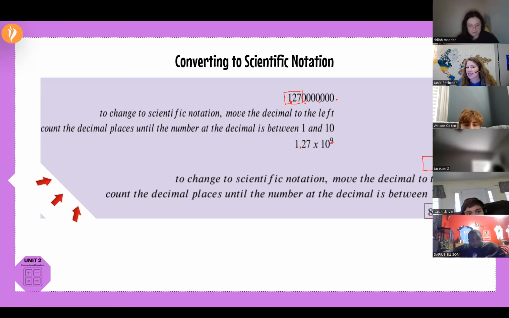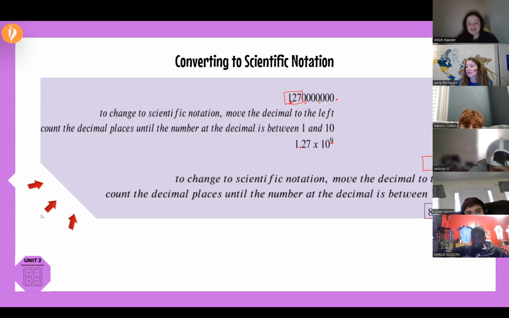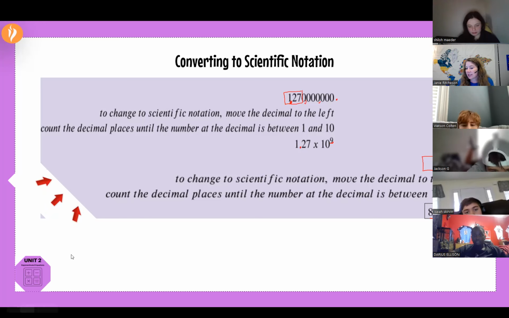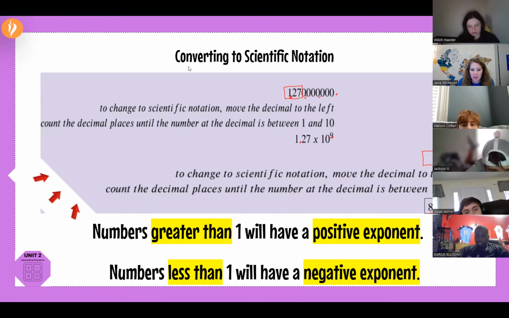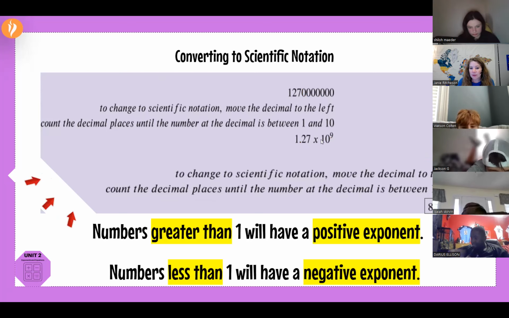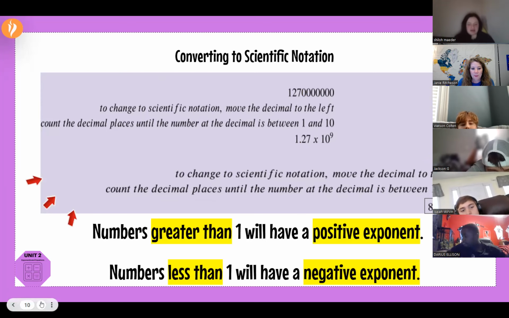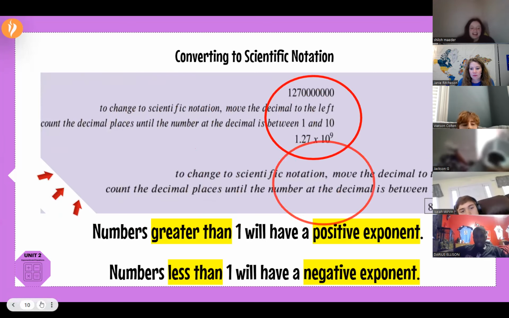And why is it negative? Why is it a negative 4? Because it's such a small number, right? Is that what you were going to say? Yes, because it's such a small number. Exactly. So getting easier to understand, not too tough, right? Okay. Good. Once again, numbers greater than 1 will have a positive exponent. Numbers less than 1, like this is less than 1, is going to have a negative exponent. Don't forget.